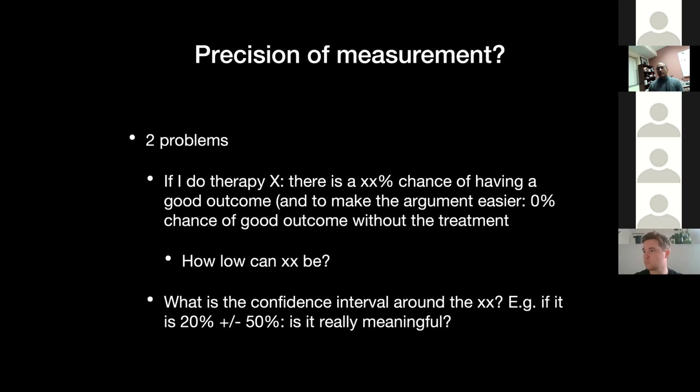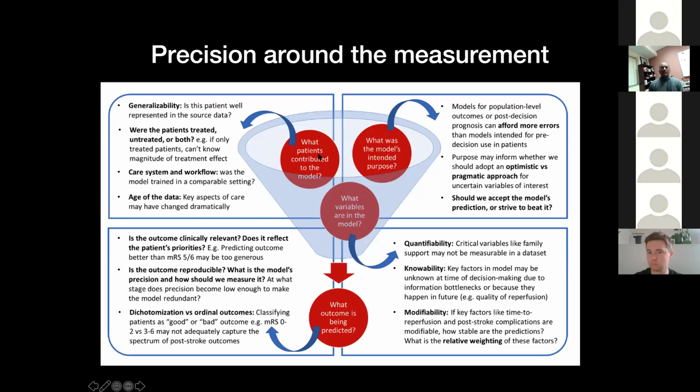The second problem, which we don't talk about enough, is this idea of confidence interval or precision. Let's say I say the likelihood of a good outcome is 30% plus or minus 60%. That is completely useless information because it has absolutely no precision around it, and it becomes meaningless. So that is the other part one has to think about: how do we calculate the precision of our outcome prediction? Here's something that we wrote about how to think about modeling, the future, and outcomes.